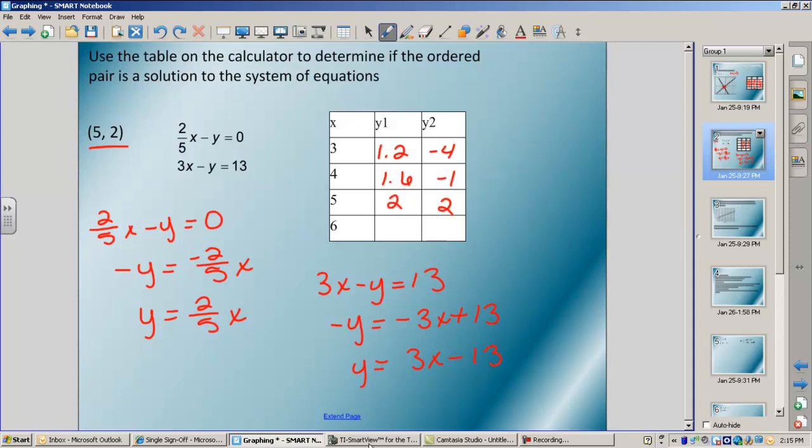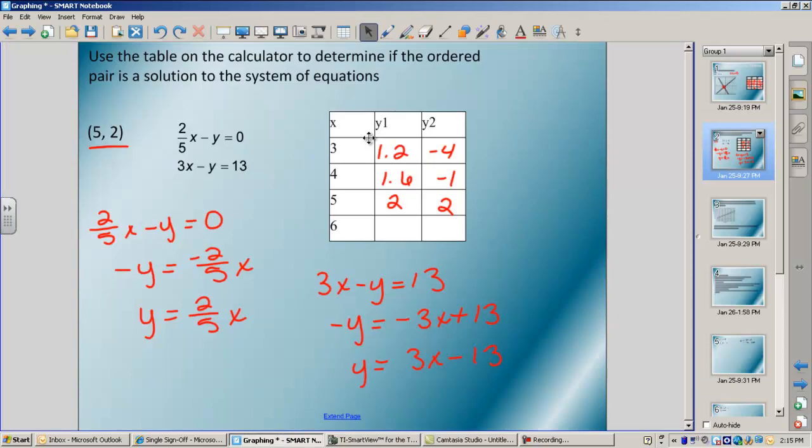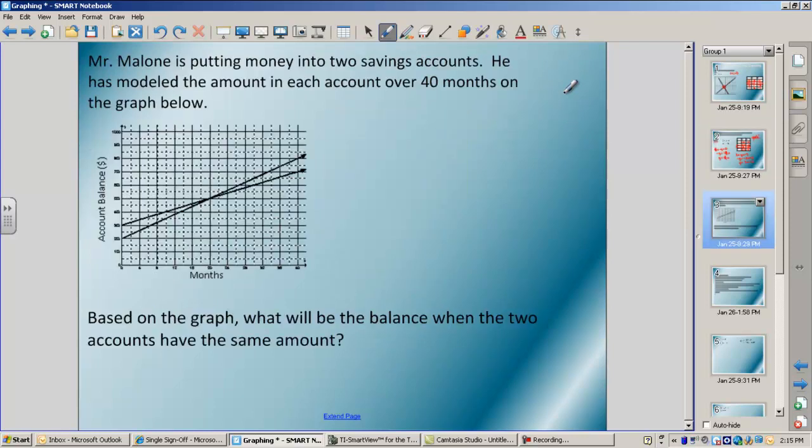And then just to finish it out, because it makes me feel better, at 6, we have 2.4 and 5. You'll notice right here, the y1 and y2 column were exactly the same at 5. So yes, this is a solution to the ordered pair. Yay! Okay, next one.